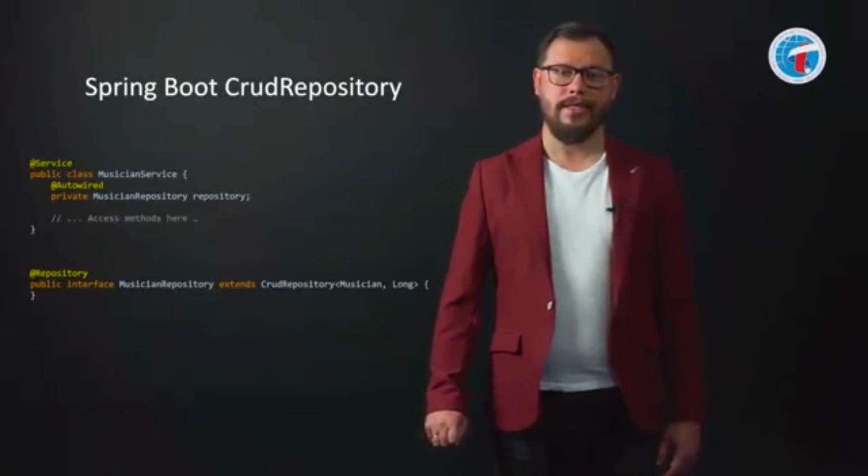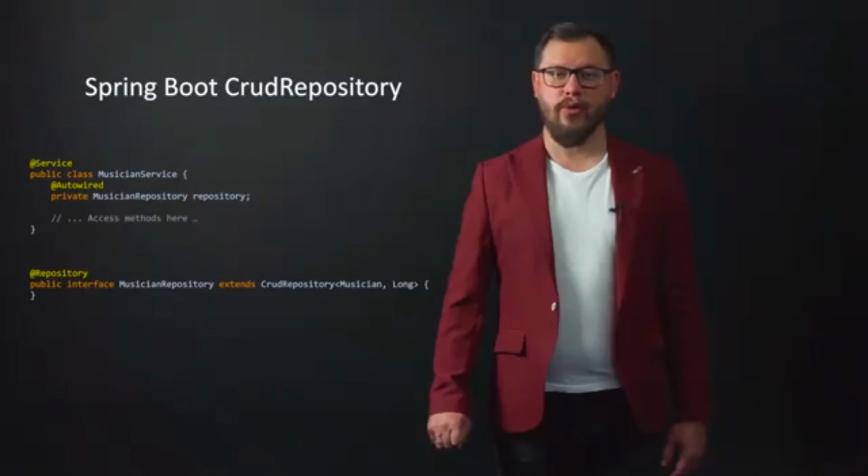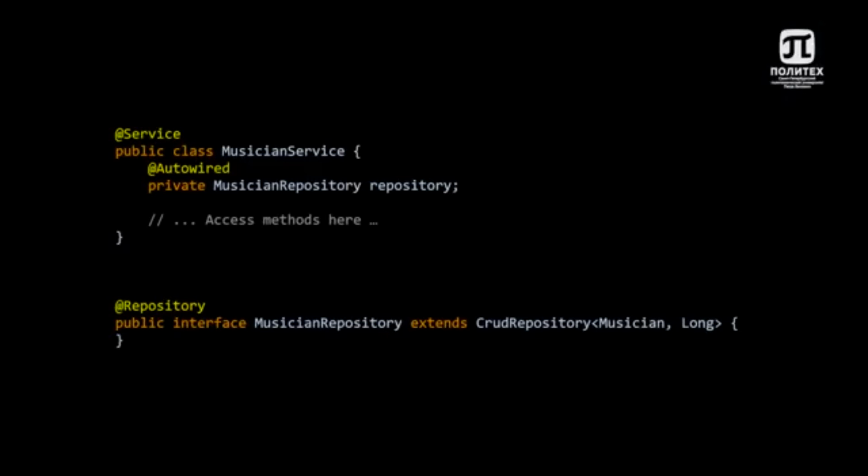Another way is to use Spring Data. Spring Data is a Spring-based programming module for data access. It reduces the amount of code needed for working with databases and data stores. It consists of several modules. The Spring Data JPA simplifies the development of Spring applications that use JPA technology.